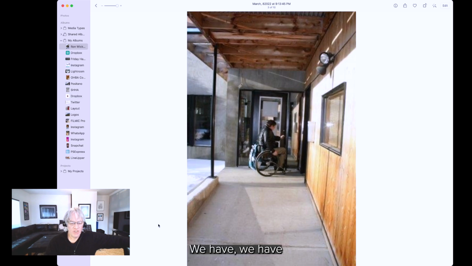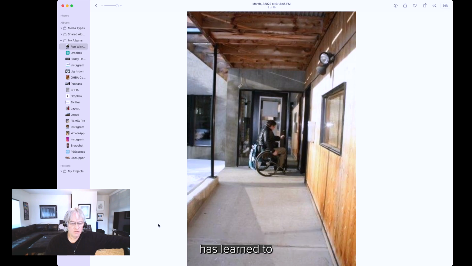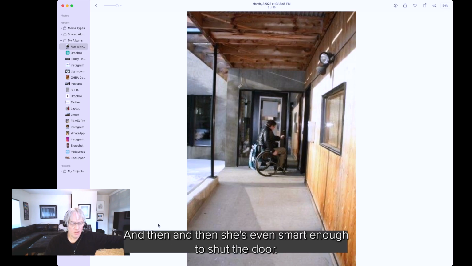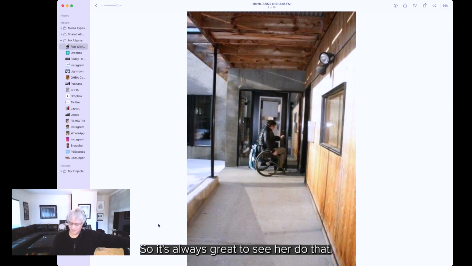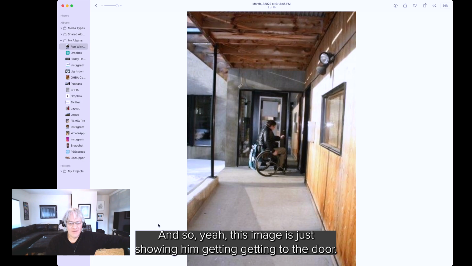The door in our back leads out onto a patio, and my son's dog has learned from the outside to push the door open, and then she's even smart enough to shut the door. So it's always great to see her do that. It's sort of that benefit for everybody. And so this image is just showing him getting to the door.